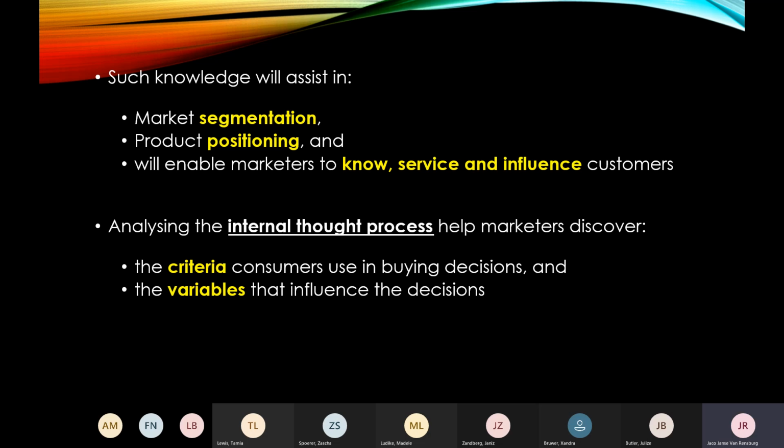When we analyze the internal thought process of a consumer, and we've determined throughout this module that it's not that easy, it basically results in two discoveries, and that is that the criteria that consumers use in their buying decision and the variables that influence those decisions are the ones that are most important and most influenceable by marketers.